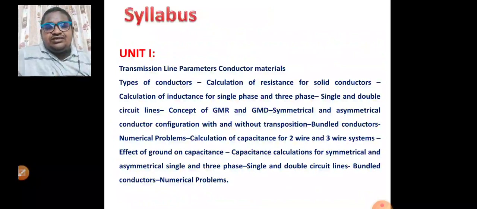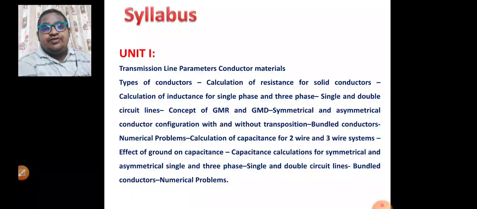Now let us see the syllabus. In the first unit you have the transmission line parameters and conductor materials. Now, various types of electrical network elements are there. What are the various types of electrical network elements?